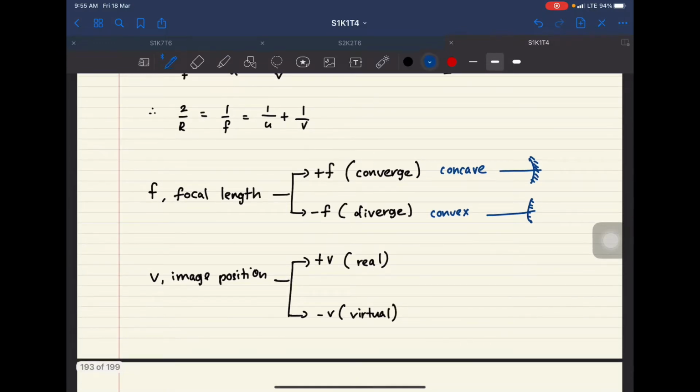What does it mean in terms of your drawing? In this case, if your object is on the left-hand side, the image might be formed on the same side, like that. For example, the size and everything you have to check back. If it is the other case, it means the image is formed on the opposite side. For example, maybe something like this.